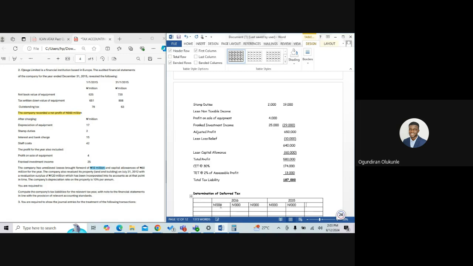So what's the tax base of the assets we are computing the deferred tax on? We were told that the tax written down value of equipment was 651 on 1st January 2015 and was 808 on 31st December 2015. So you have TWDV, right? So how much do you have there? You have 808, and you have how much? 651. Is it clear?